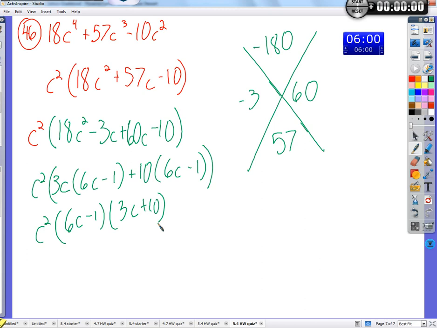Definitely all factored down. There's no sum of cubes or difference of squares or exact factoring factor. So we're going to call it good. Other questions? Number 26.